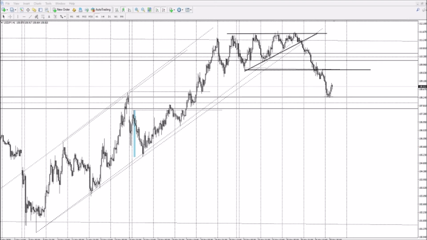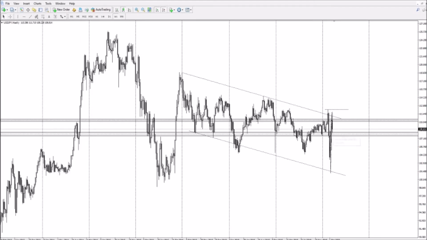It didn't run that far, but there's a huge level on the weekly here, running through. So we'll see if that breaks, and then we can add the shorts. But you can see this high. We're coming up, testing it, and that would give us our bias to get short.